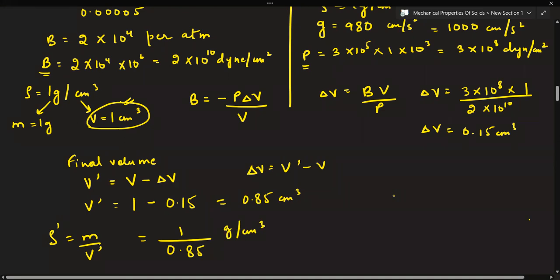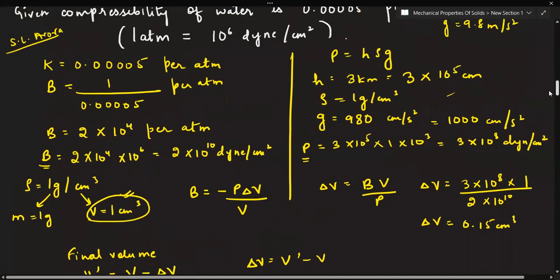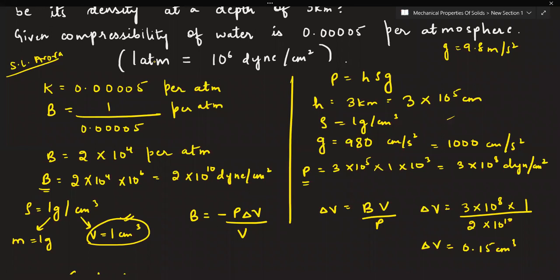If you have to find out the final density, then you have to calculate the final volume. And for the calculation of this final volume, we require the change in volume. And for that, we have been provided the data to calculate bulk modulus and pressure. Is it clear? Just note this down, and while writing, try to solve it yourself. And if you face any difficulty, you can ask me in between.